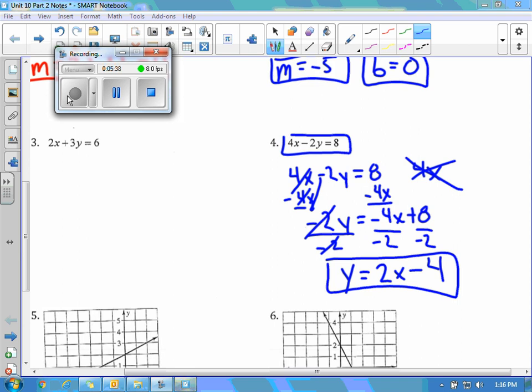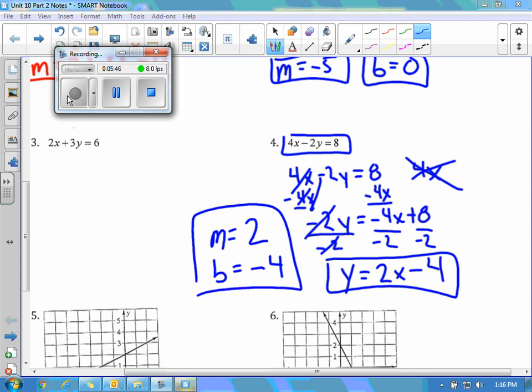My slope is then the number that's in front of the x, which is 2 in this case. My y-intercept is my constant, which is negative 4. The negative has to go there.